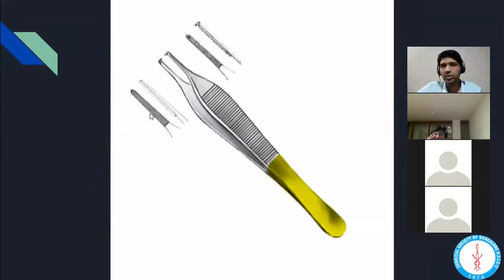This is an Adson's forceps. You can get it with tooth, without tooth, and it has certain serrations on it at this area. This is where the surgeon holds on to it. The reason the serrations are there is so that you get a good grip. This is to hold fine, thin structures. If you have it with tooth, they're considered traumatic. If you have it without tooth, they are considered atraumatic.